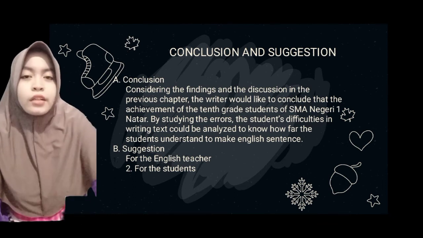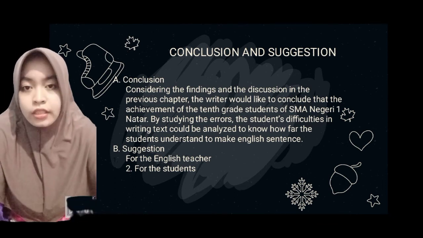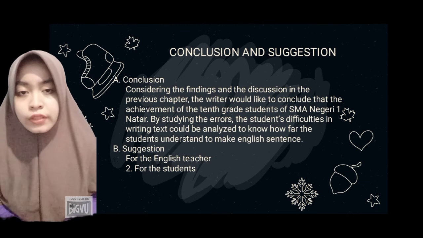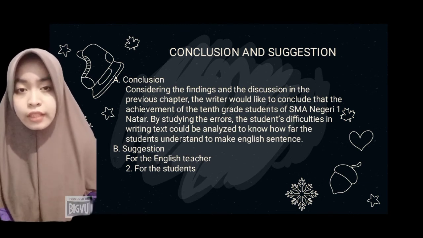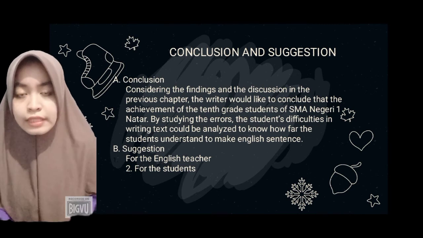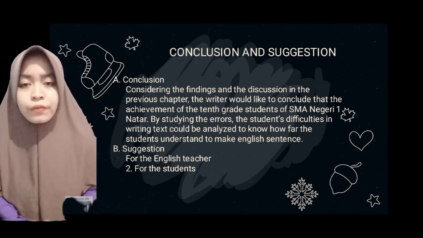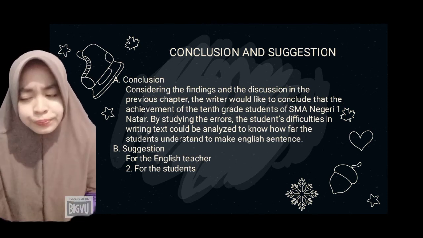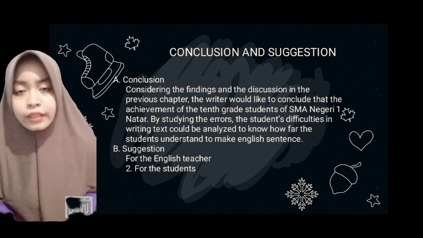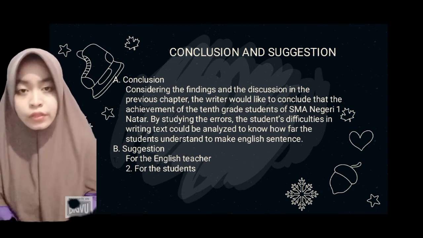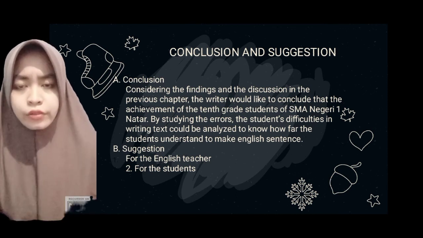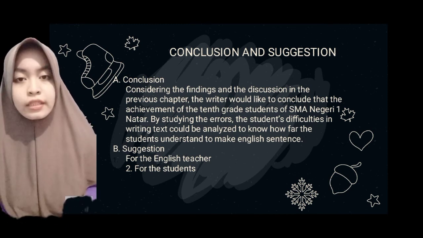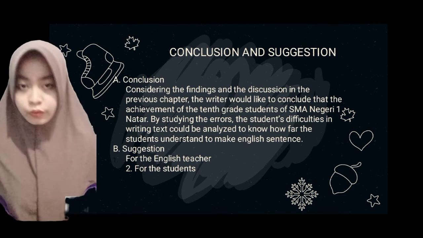The conclusion. Considering the findings and the discussion in the previous chapter, the writer would like to conclude that the achievement of the 10th grade students of SMA Negeri 1 Natar, by studying the errors of the students' difficulties in writing text, could be analyzed to know how far the students understand making English sentences. Based on chapter 4, the writer found that there were 35 errors made by the students. The writer classified the errors into 4 categories. They were errors of omission, errors in addition, errors in misformation, and errors in misordering.